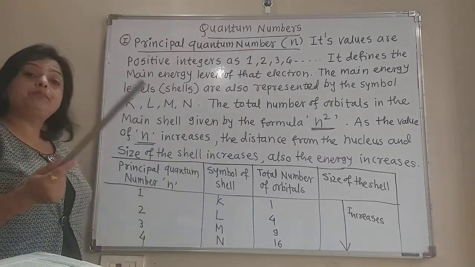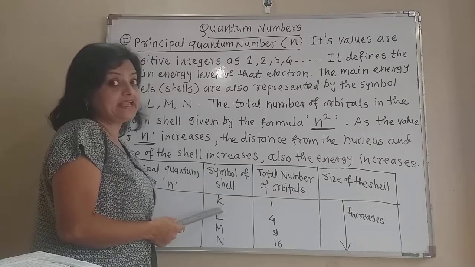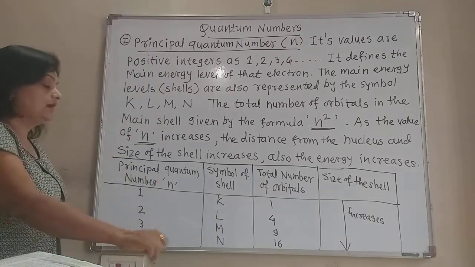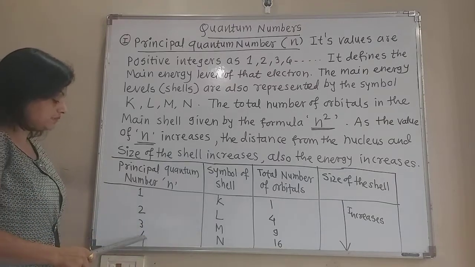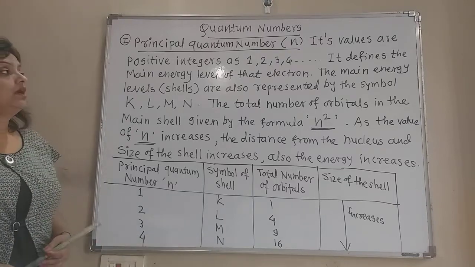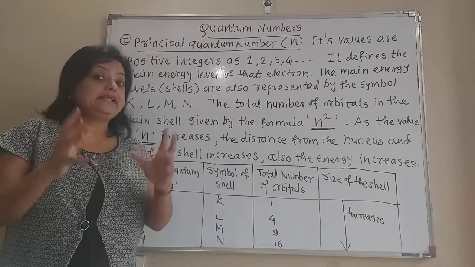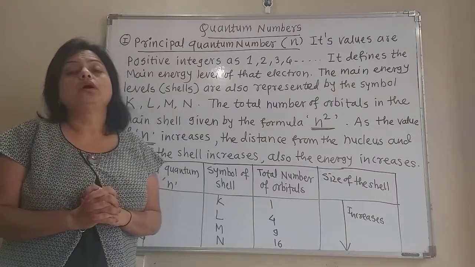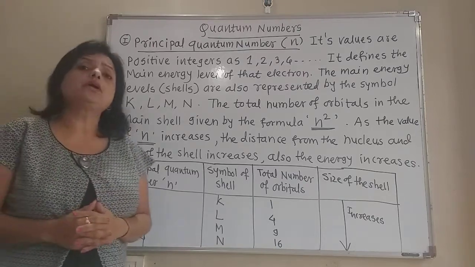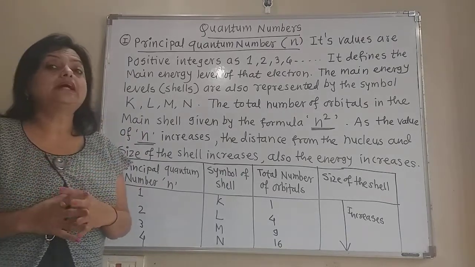That means the first shell corresponds to the symbol K, the second main shell corresponds to the symbol L, the third corresponds to the symbol M, and the fourth corresponds to the symbol N. In this way, the principal quantum number tells us the main energy level of that electron. Again, from the principal quantum number we get the idea about the size of the atom.